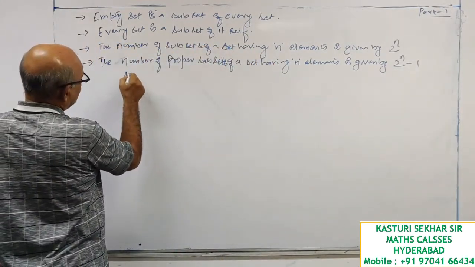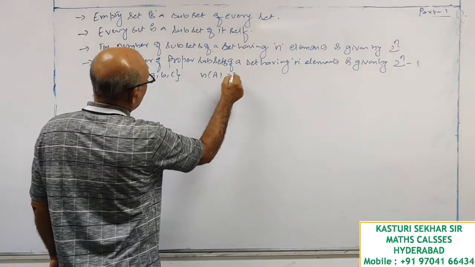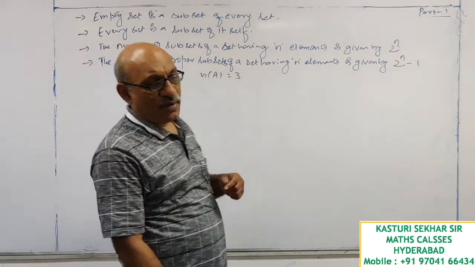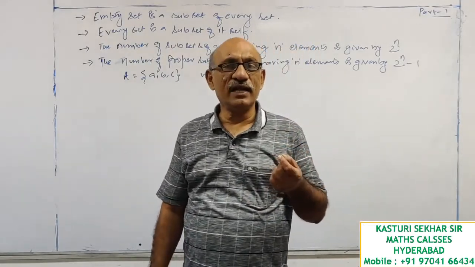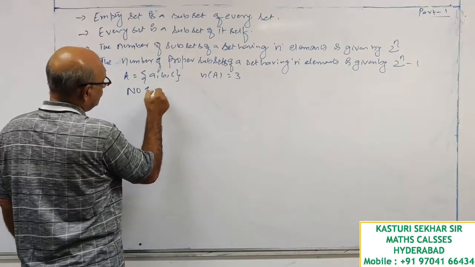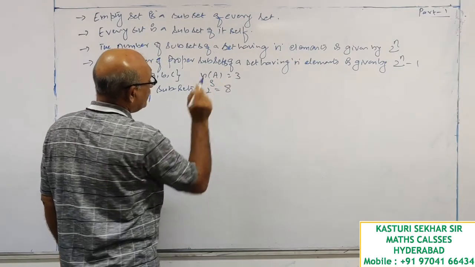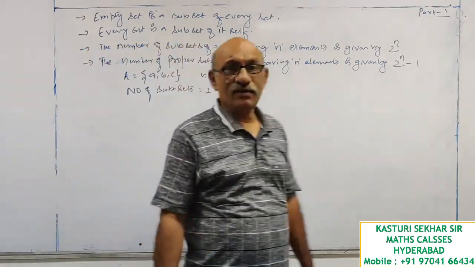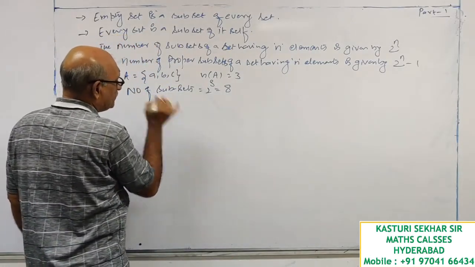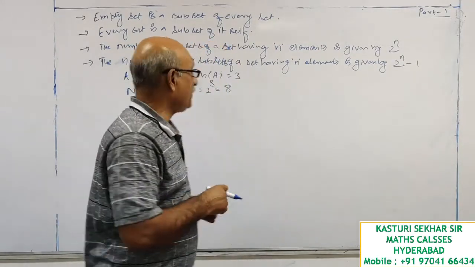Now look at this. Suppose a set has 3 elements A, B, C. So n of A is equal to 3. When a set has 3 elements A, B, C, its cardinal number is 3. So the number of subsets is 2 power 3, which is 8. How many subsets will you get for the given set? 8. Let us write: not selecting any element means the empty set.